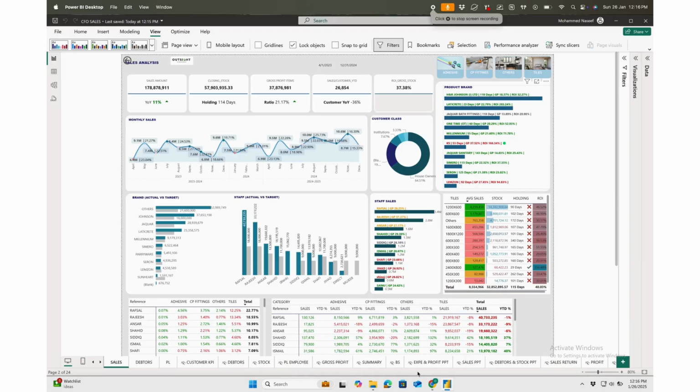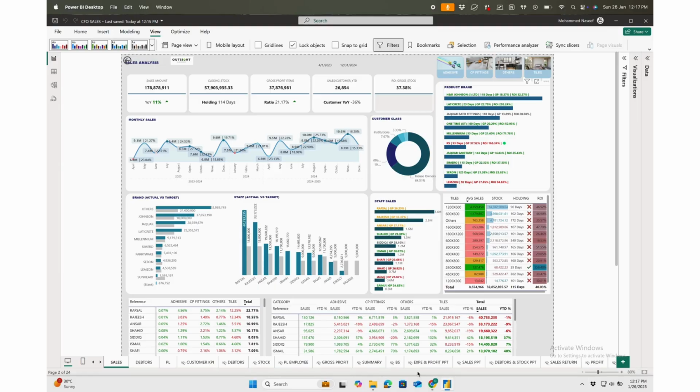Let's start with a CFO. How to analyze his sales with respect to ROI and gross profit of an organization. As a CFO, he should analyze his sales to increase the profitability and ROI of the company. So we have to analyze his sales and stock, overall profitability, and stock holding ROE.